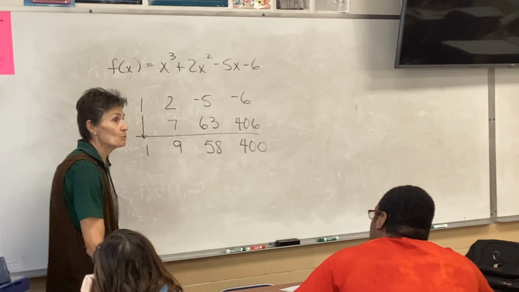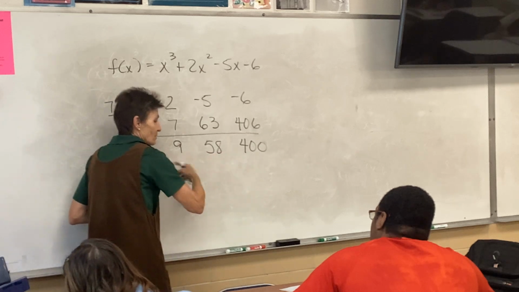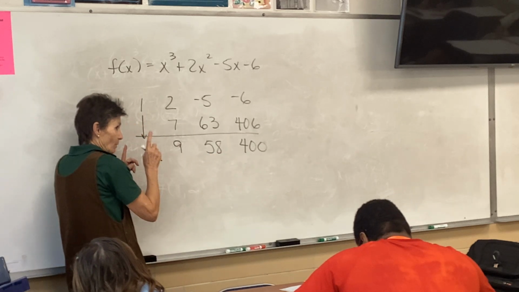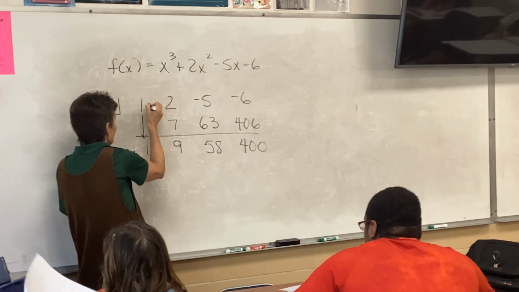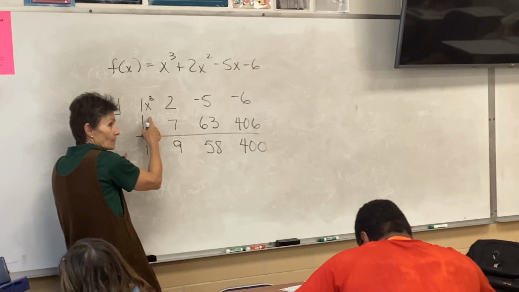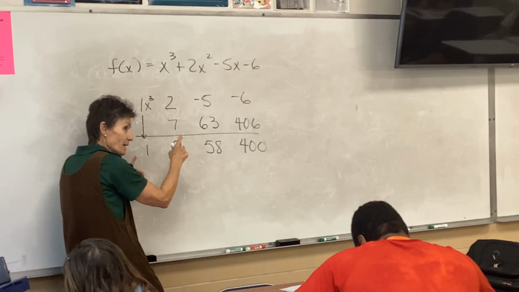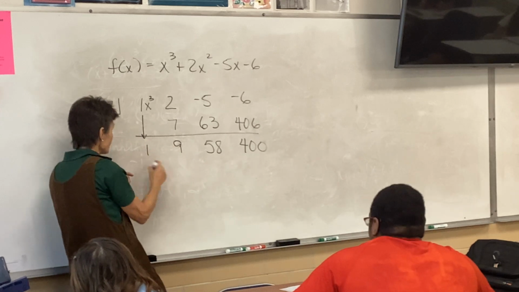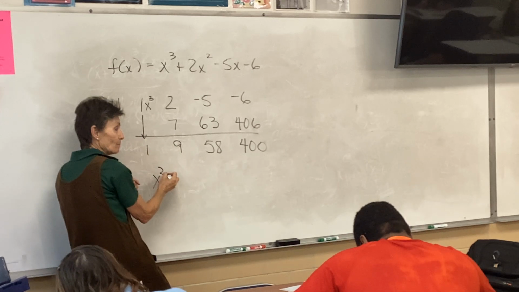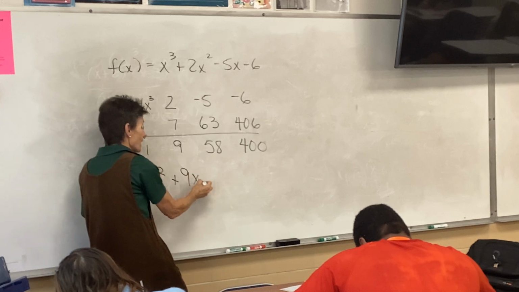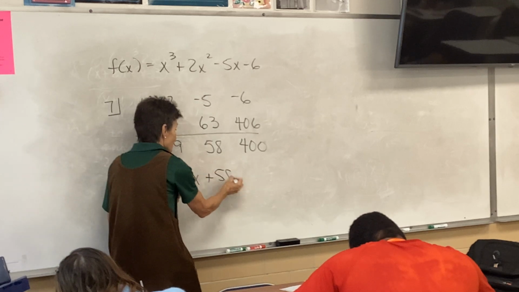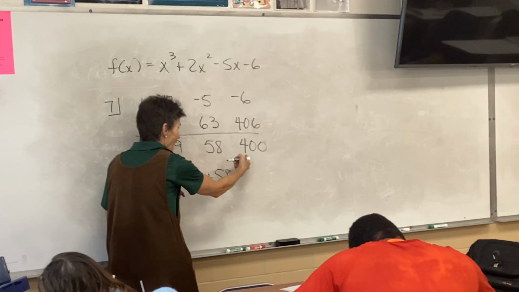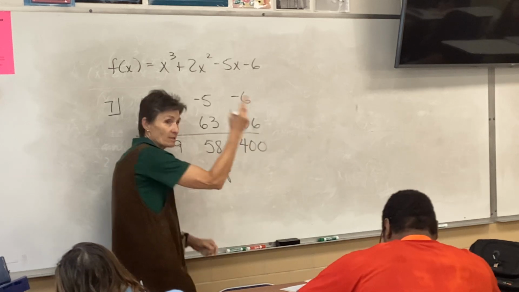Now, can you tell me what all this means? What does this mean? Remember, the original problem was x cubed. Do you remember what happens when you divide? It goes down 1. So this is going to be x squared plus 9x plus 58. Wait a minute, what's that? That's the remainder.